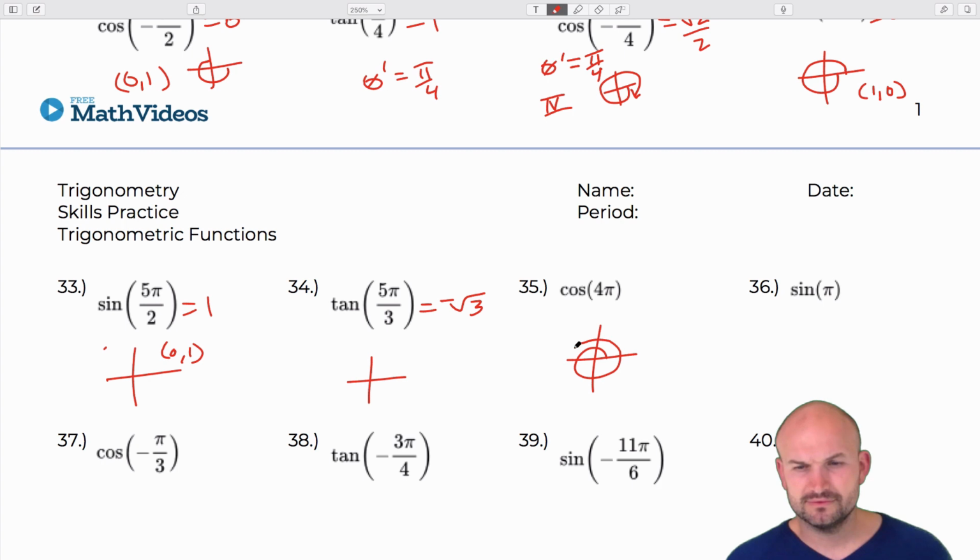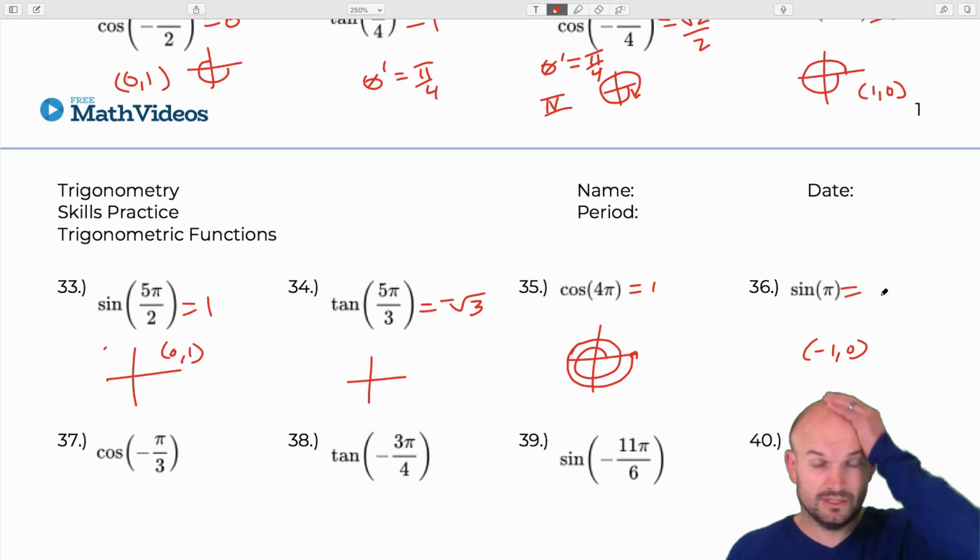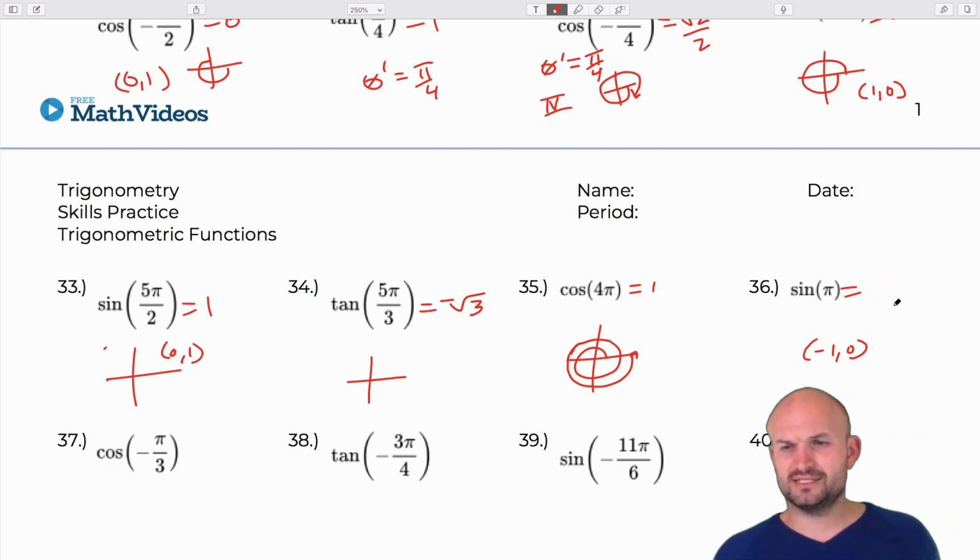4 pi is right there, so that's 1, 0. So that's going to be 1. Sine of pi, that coordinate point is negative 1, 0. So sine is going to equal 0.